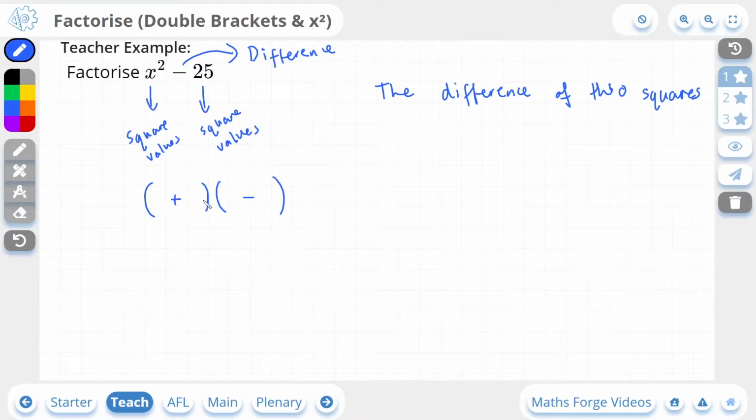The terms that go into these brackets are the square root values of your original terms. So the square root of x squared is just x, and that goes to the left of each bracket. And the square root of 25 is 5, and that goes into the right-hand side of each bracket. And that is how you factorize an expression that is the difference of two squares. So if we check our answer, there it is.